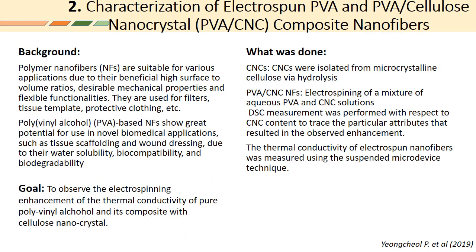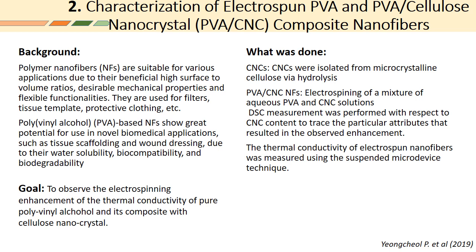Now we are going to talk about another work, and this is Yongcho 2019. He used this DSC in the characterization of electrospun PVA, which is polyvinyl alcohol, and polyvinyl alcohol cellulose nanocrystal composite nanofibers. We have stated what he intended to get at the end of his research work. But just like we did in the previous slide, we are not interested in everything that happened in the work. We just want to illustrate the usefulness of this DSC. First of all, he had a goal to observe the electrospinning enhancement of the thermal conductivity of pure polyvinyl alcohol, PVA, and its composite with cellulose nanocrystal.